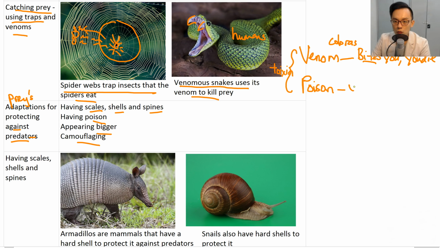Poisonous is when you bite it. If you bite it and you die, it is poisonous. So you have things like poisonous mushrooms, poisonous insects, and poisonous frogs, where if you bite it and try to eat it, you will die. So I repeat again, venom is when it bites you and you die. You have things like cobras and even venomous spiders where it bites you and you get hurt. If it's poisonous, then you bite it and you die.